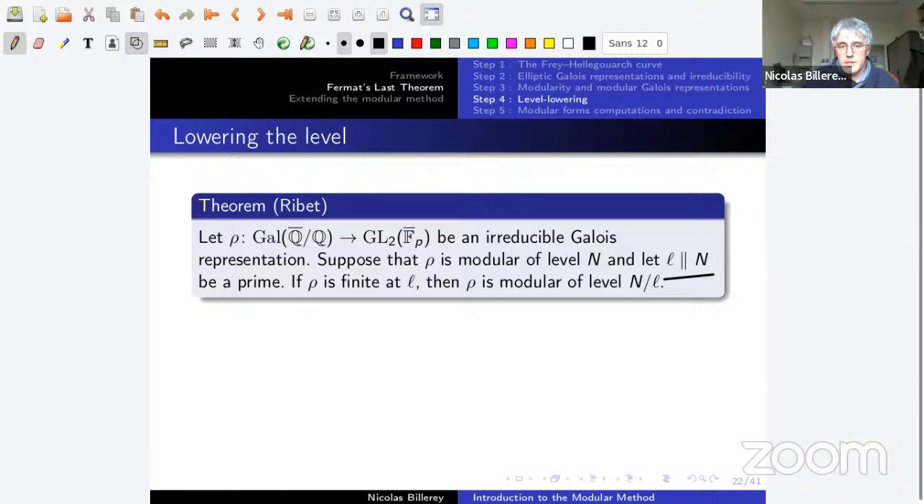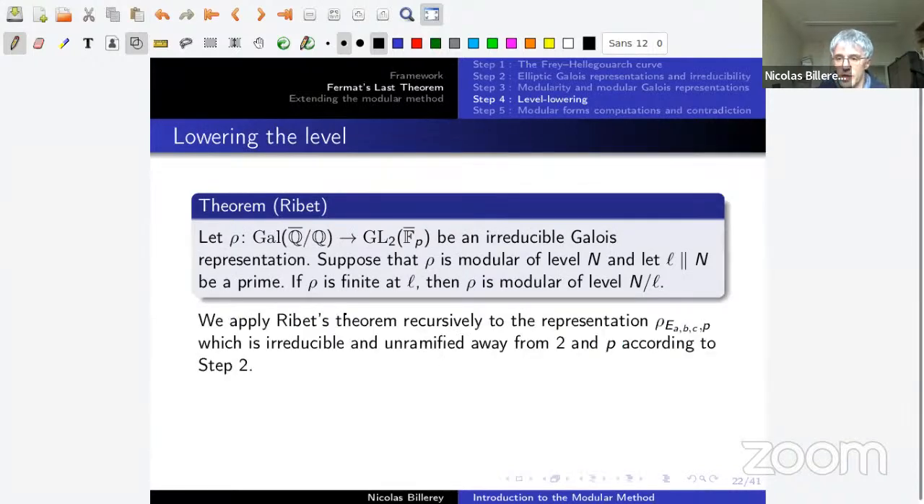What Ribet's theorem is telling us is that if ρ is finite at l, then ρ is modular of level N over l. And what does it mean to be finite at l? We are going to apply this result to the mod p representation attached to our Frey curve, right? And in that situation, finite at l means just that the valuation at l of the j-invariant is congruent to zero mod p.